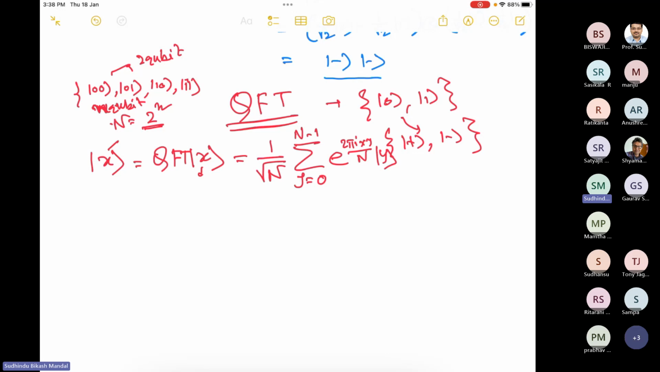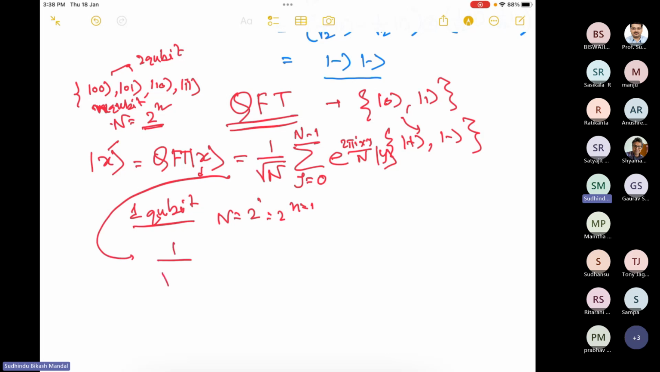Let's start with an example. If we are talking about a 1 qubit case, what will the expression be? 1 qubit case means capital N equal to 2, because small n equal to 1, so 2 to the power 1 is 2. So this expression becomes 1 by root over 2, summation y equal to 0 to 1, e to the power 2 pi i x y by 2, |y>.